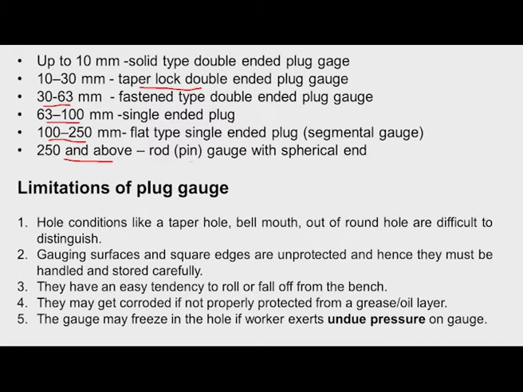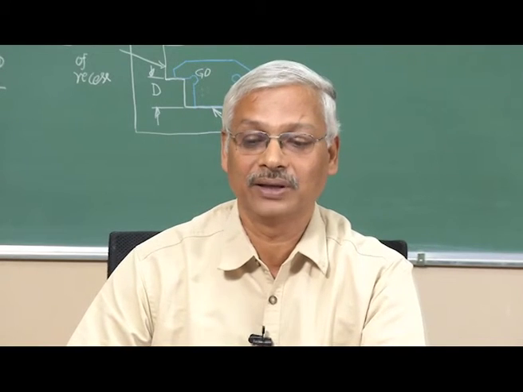above, rod type gauges or pin gauges are used with spherical ends. They look like this. Say we have to check a big hole and the diameter of this is say 300 millimeter. So diameter is 300 millimeter. In such cases if we use a full form gauge, it will be very heavy.